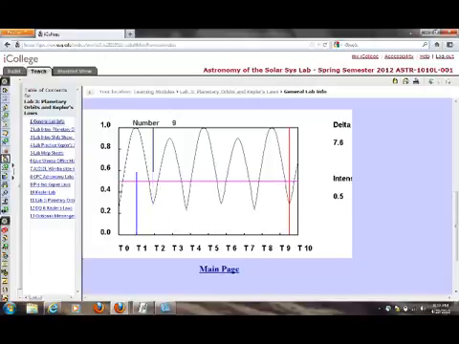Yeah, I guess we can move the blue and red line out of the way again, because we'll be using the purple line now.